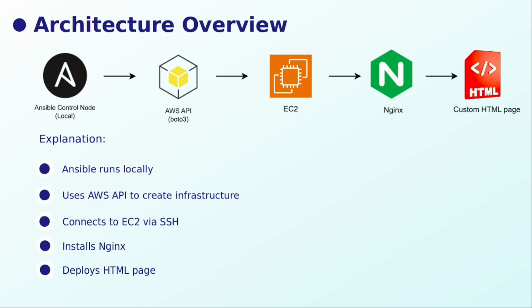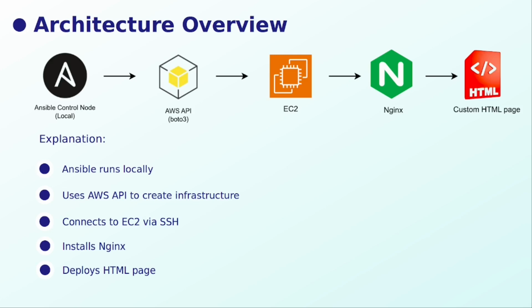Architecture overview. Let's take a look at the overall architecture. We start from the local machine where Ansible is running. From there, Ansible communicates with the AWS API using Boto3. This is how we create and manage cloud resources programmatically. Next, AWS provides an EC2 instance, typically running Ubuntu.